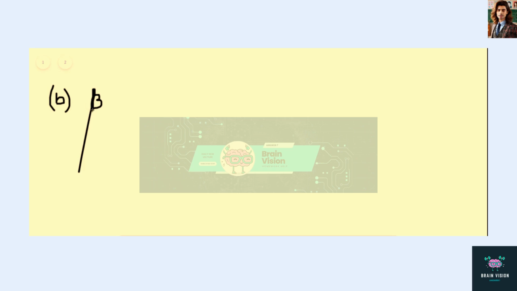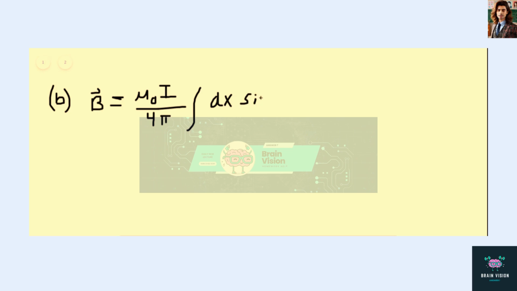Sorry, the cursor got stuck there. Let's rewrite that. There we go. B is equal to, we'll pull everything out of the integral that's a constant here. So we have mu naught times I divided by 4 pi. And then the integral here is dx, that's what we're integrating with respect to, times sine theta over little r squared. And this is all going in the out of the page direction, or the k hat direction.